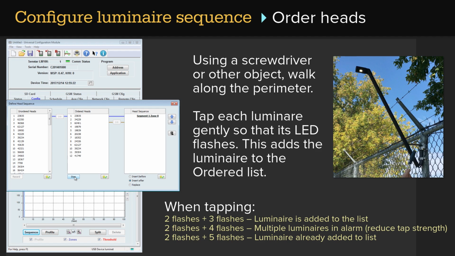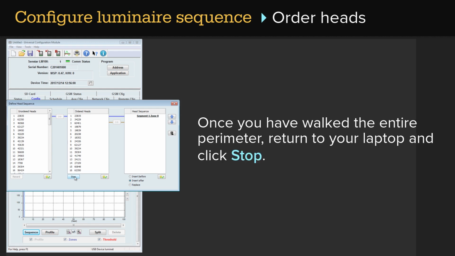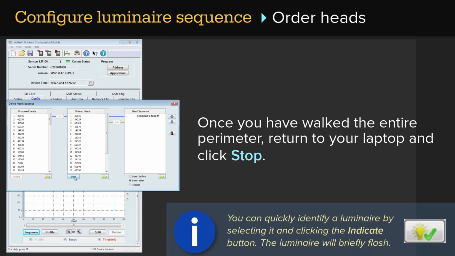Reduce tap strength. 5 flashes: luminaire is already added to list. Tap the luminaires in order as you walk the perimeter. This will assist you when assigning the final order. Once you have walked the entire perimeter, return to your laptop and click Stop. You can quickly identify a luminaire by selecting it and clicking the Indicate button. The luminaire will briefly flash.